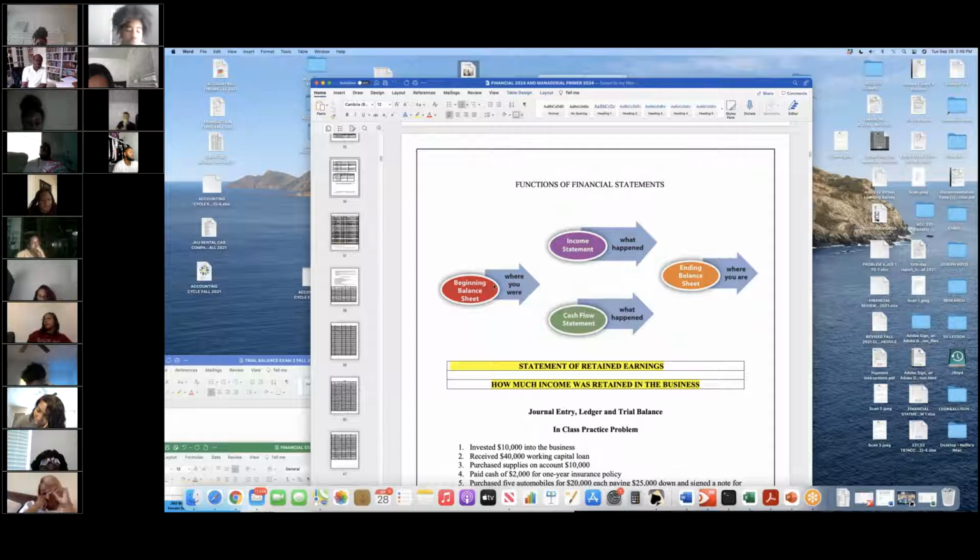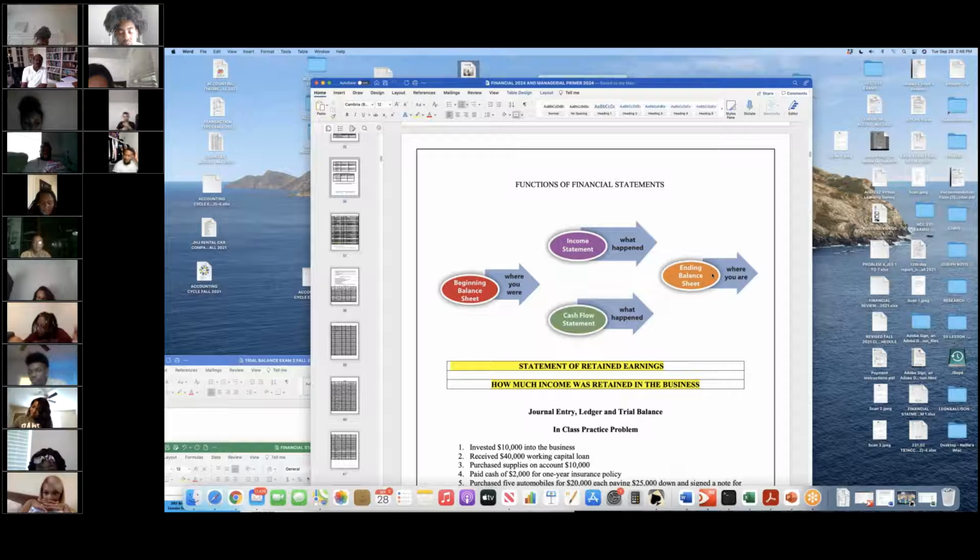We have a balance sheet at the beginning of the year that tells us where we were. Then we have the income statement, which tells us what happened in terms of income. We have a cash flow statement that we'll look at for the midterm, which talks about how we spend our cash, because that becomes important in running a business. Then we have the statement of retained earnings, which tells us how much income was retained in the business.